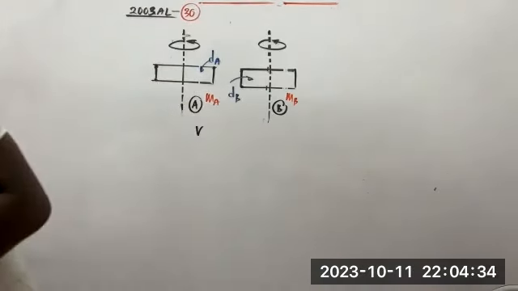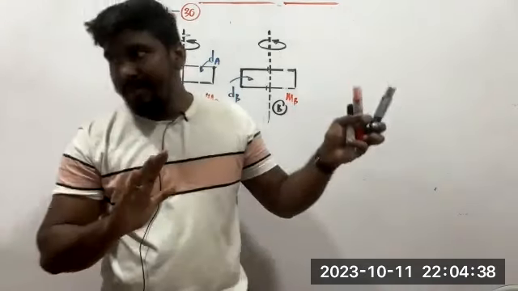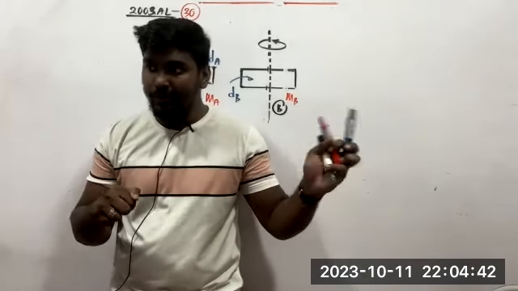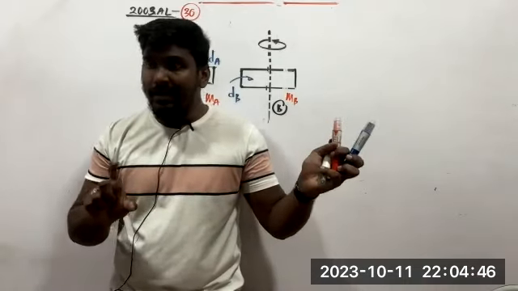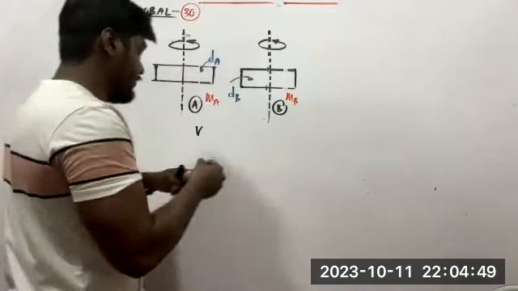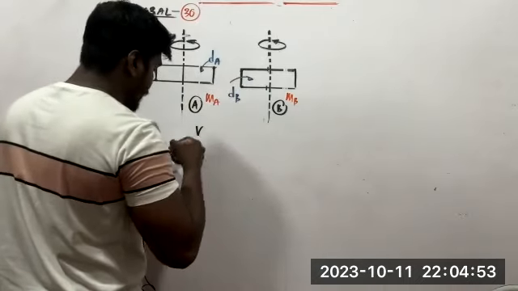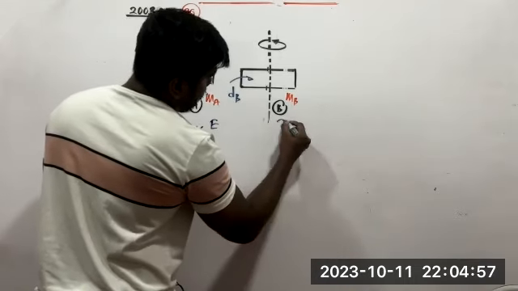The question says: two uniform rods A and B having the same dimensions but made of different materials of densities dA and dB rotate as shown in the figure. If the rotational kinetic energies of the rods are the same, they mentioned rotational kinetic energy is the same. Both of them have the same rotational kinetic energy, capital E.